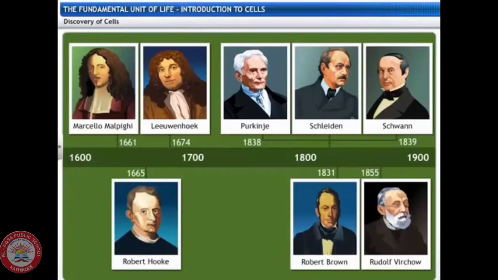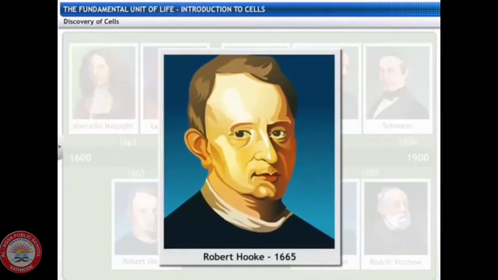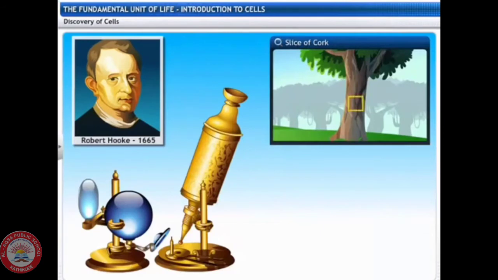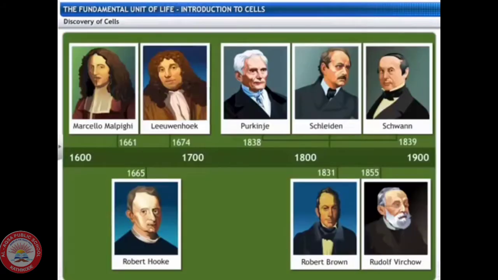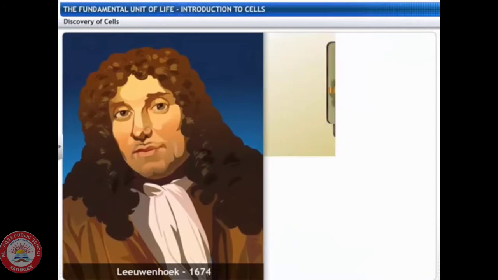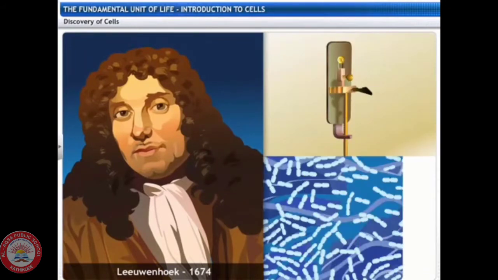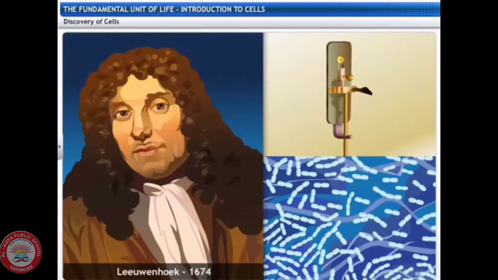So let's see. The discovery of cell dates back to the 17th century and is related to the discovery of microscope. In 1665, Robert Hooke examined a thin slice of cork under a compound microscope and saw many small room-like structures which resembled a honeycomb. He called these boxes or room-like structures as cells. Leeuwenhoek in the year 1674, with the improved microscope, discovered free living cells in pond water for the first time.